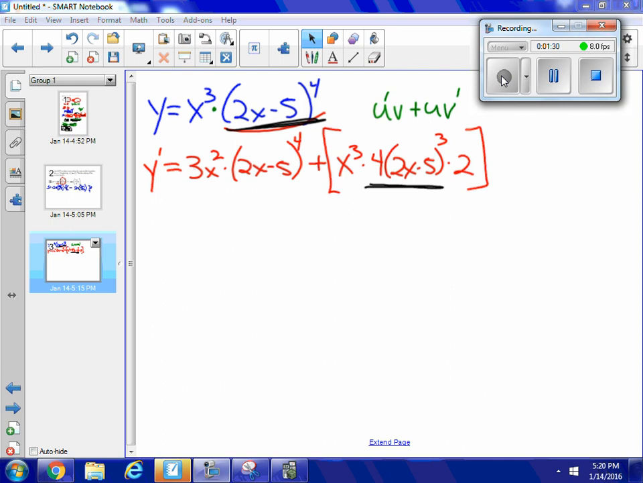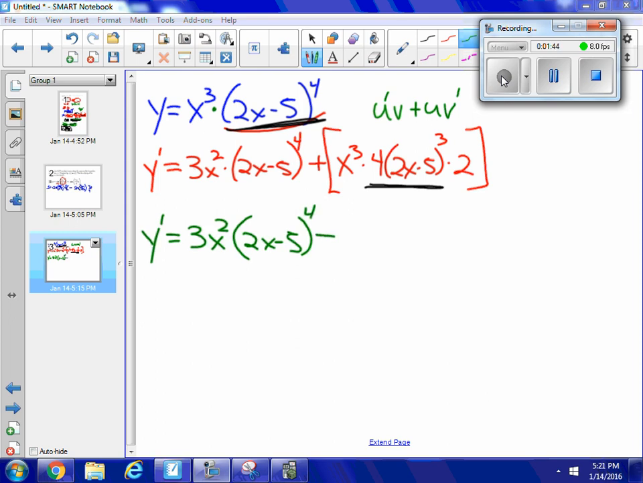So let's use some algebra to try and simplify this a little bit. Y prime equals 3x squared (2x minus 5) to the fourth, plus, I'm going to move my constants to the front. I have a 2 times a 4, so that's going to be an 8. So I have an 8x cubed (2x minus 5) cubed.